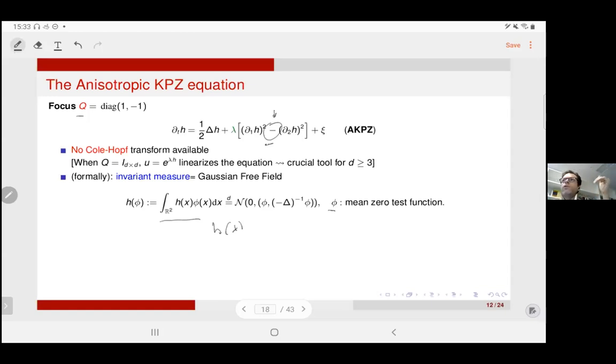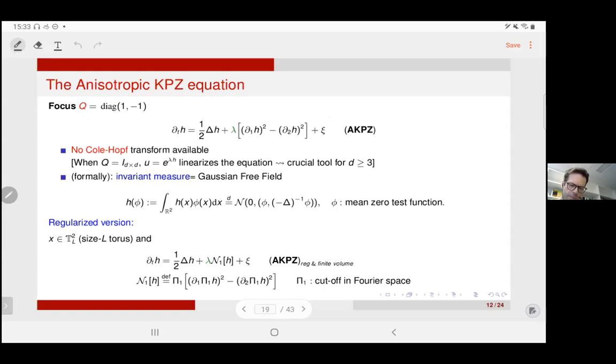It's not actually a function, it's a distribution. And at least formally, you can see that if you take this nonlinear equation and start it at time zero from the Gaussian free field, the law at all later times is still that of a Gaussian free field. So at least formally, the Gaussian free field is a stationary measure for this nonlinear equation. Okay, and somehow it is very important to know what the stationary measure is.